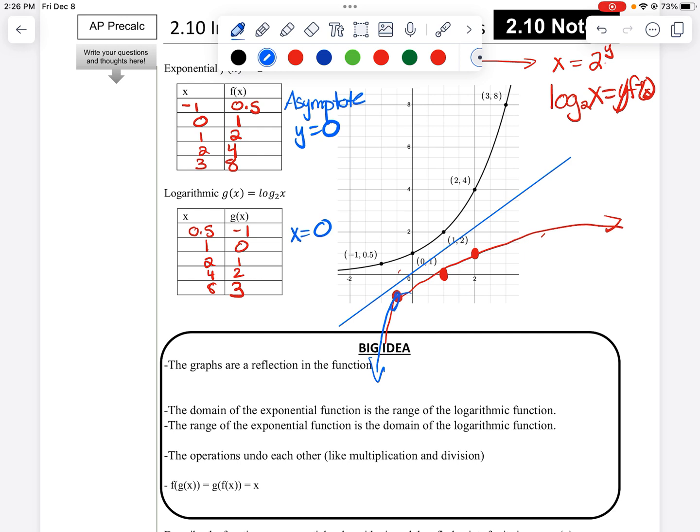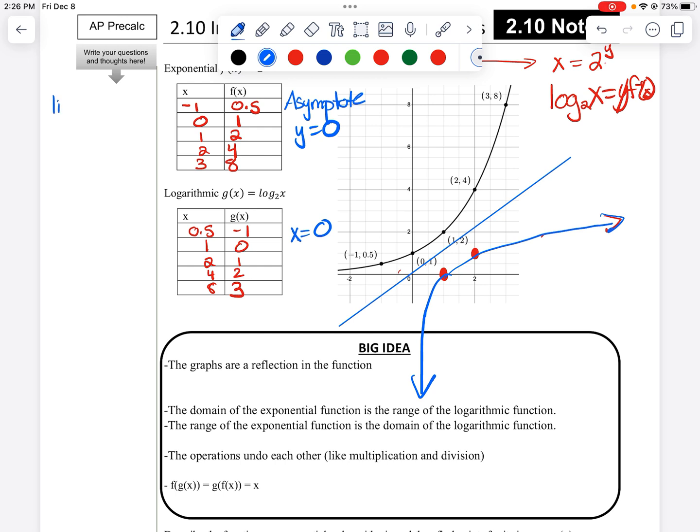Sorry, I did this one wrong. 0.5 and -1, so it should be going right down here. I apologize, you guys. I was thinking this graph looked kind of weird. So it's going like this. That looks right.